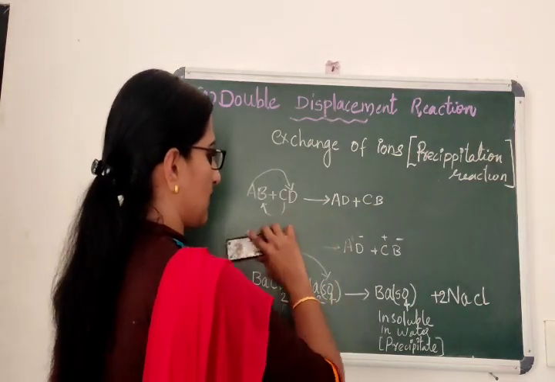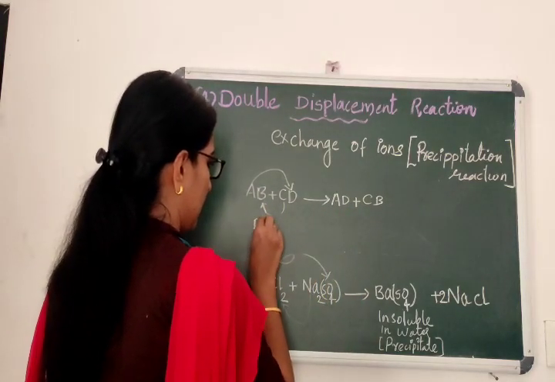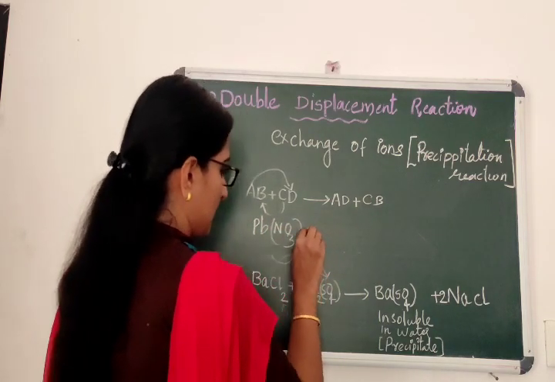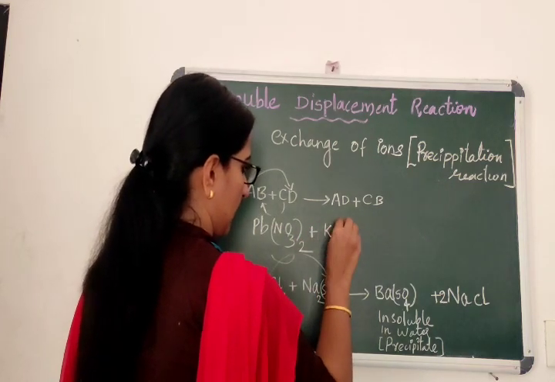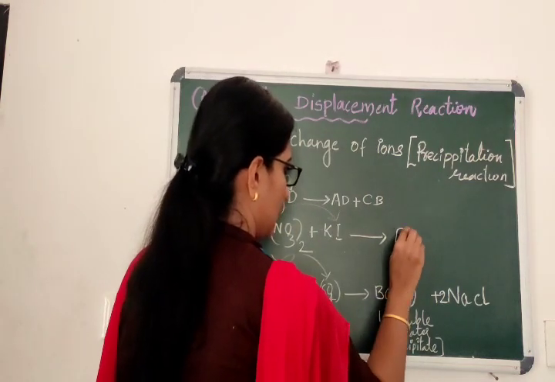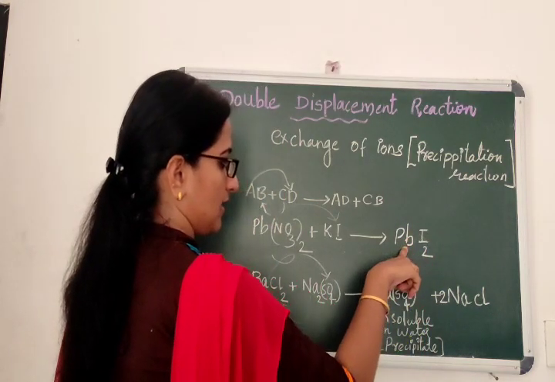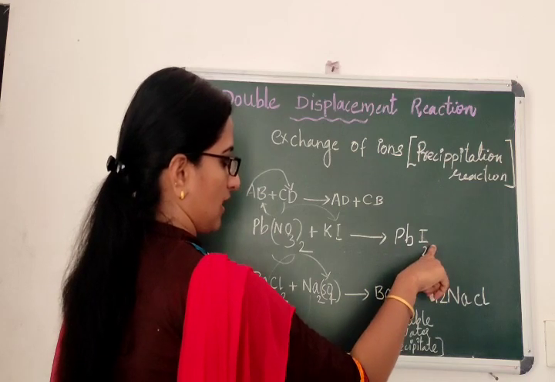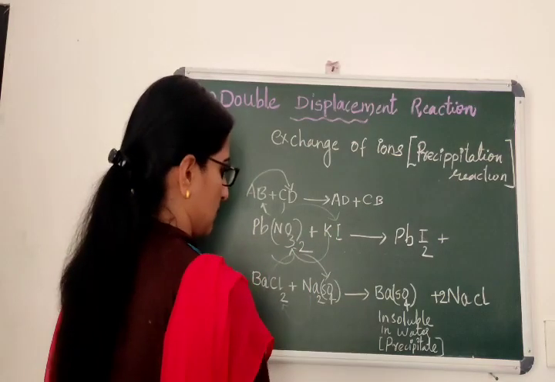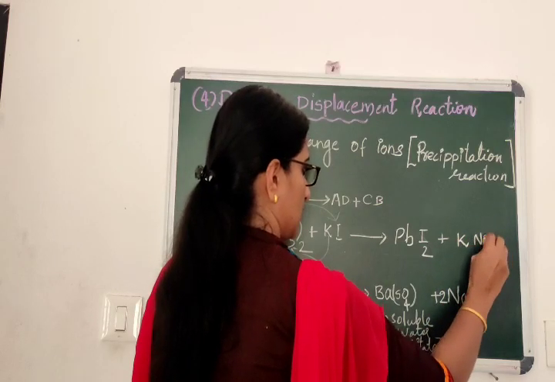Now let's have another example that I showed you in the last class, like lead nitrate, Pb(NO3)2. Lead nitrate combines with potassium iodide, KI. So what is the product? Exchange the ions. Lead iodide, how will you write? PbI2, because the valency of lead is 2, which is given to iodine. Valency of iodine is 1, which is given to lead. So PbI2 plus potassium nitrate. How will you write potassium nitrate? Potassium is K, nitrate is NO3.